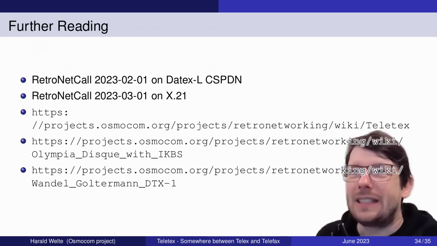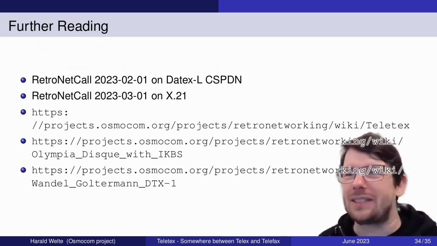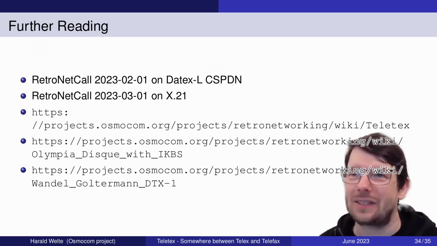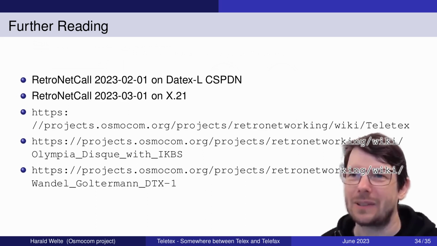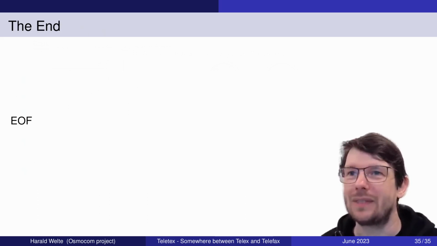Yeah, further reading, well, there's the retronetcall. It's not really reading. Well, you can read the slides or watch the video. There's the retronetcall on X21 and the one on the Datex L CSPDN, and there's a couple of links here for the Teletex wiki page in the Osmocom retro networking wiki, and the DTX1 and the IKBS one. And the Teletex one has a list of literature references, and yeah, let me know if you need copies of any of the books or papers. Yeah. And with that, we are at the end.